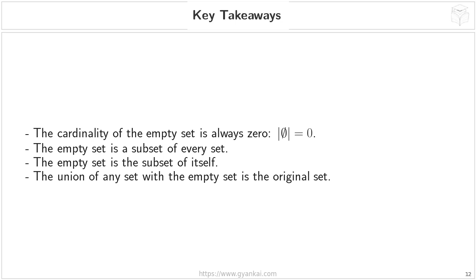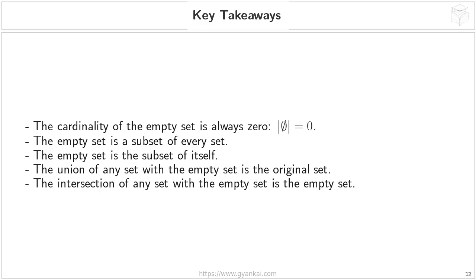Now, let's consider set operations. We saw that when you take the union of any set with the empty set, you simply get back the original set. Remember, the union combines all unique elements. Since the empty set has no elements, it doesn't change the original set at all. Finally, when you take the intersection of any set with the empty set, the result is always the empty set. The intersection finds elements common to both sets. Because the empty set contains no elements, there can be no common elements, leaving us with the empty set.